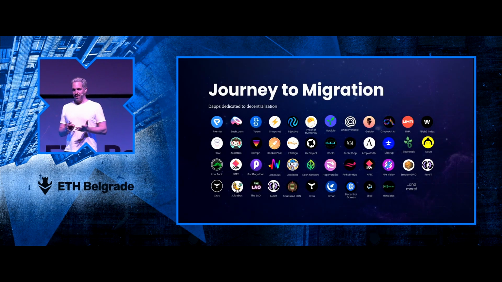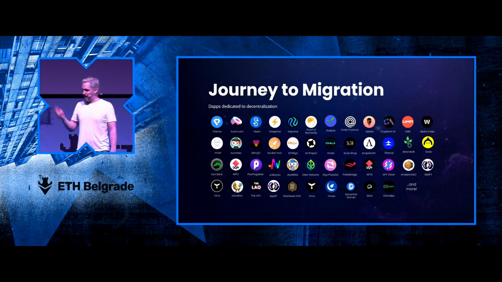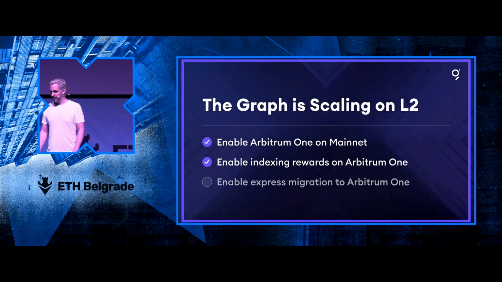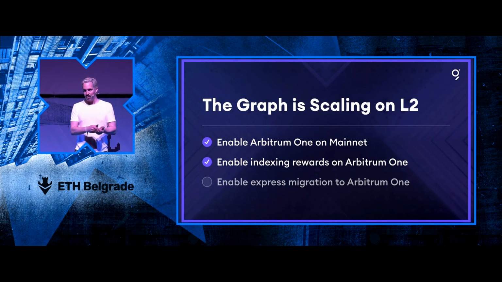And a lot of projects already migrated to the decentralized network, from them Premia, SushiSwap, Artblocks, and NFTX, and some more. So really people are seeing the value of the decentralized network and migrating to it and really want to have this decentralized data stack.